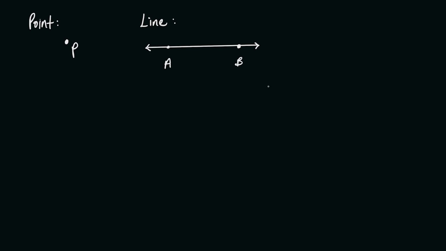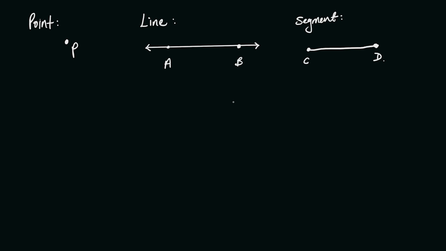But what if we get rid of the arrows at the end, making it non-continuous? That would just be called a segment. A segment of, let's say, C and D. Segment C to D, CD. So that's how we classify all of those.